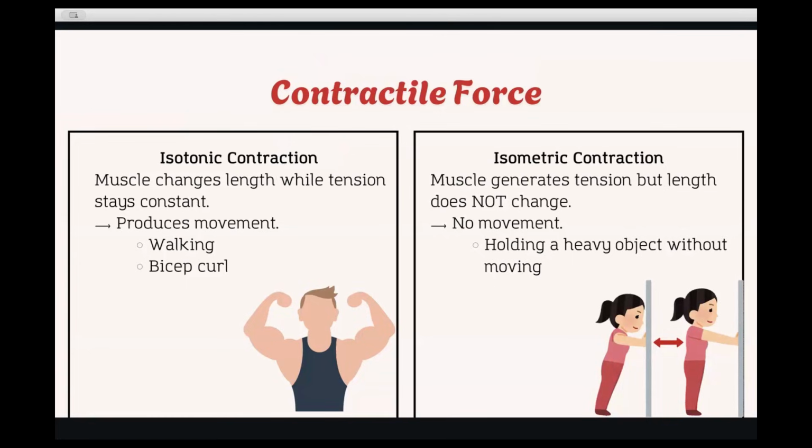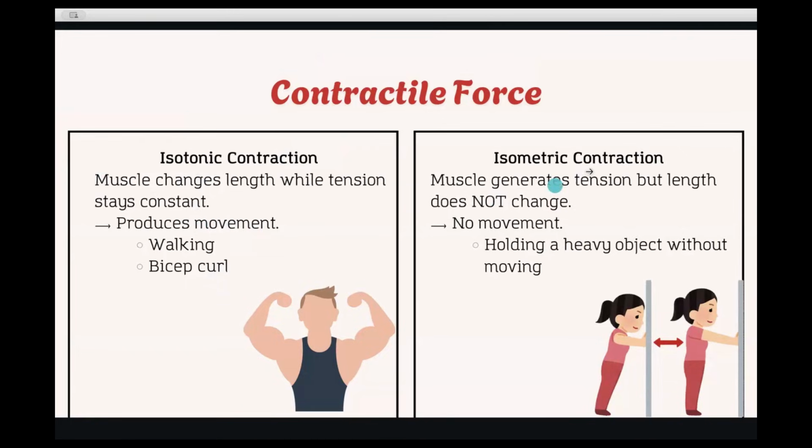I just hold my phone and lift it. So I'm producing movement. My muscle is changing length because I'm producing movement, but the tension is constant. Why is the tension constant? Because the weight is constant, right? So I held the weight of my phone and I am moving it around. So isotonic contraction produces movement. It includes walking or doing a bicep curl.